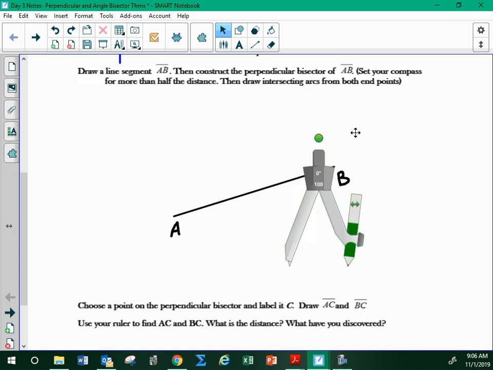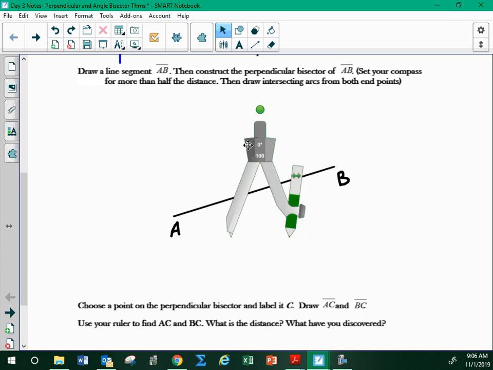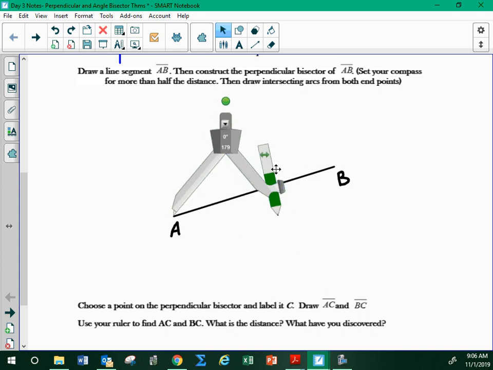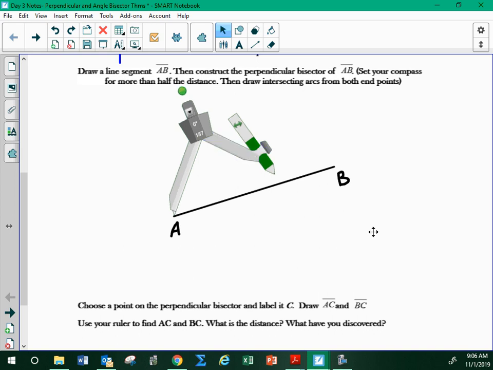Okay, so the first thing you want to do is take your compass and slightly loosen it so that you can adjust the width. You want to set it so that it's more than half the length of your segment. Up here on the smart board, I'm scooting my compass so it's more than half the length. You're not going to draw anything yet. It doesn't have to be exact measurements. Again, constructions require absolutely no measuring whatsoever. Once you go more than half, tighten it so it won't move on you.